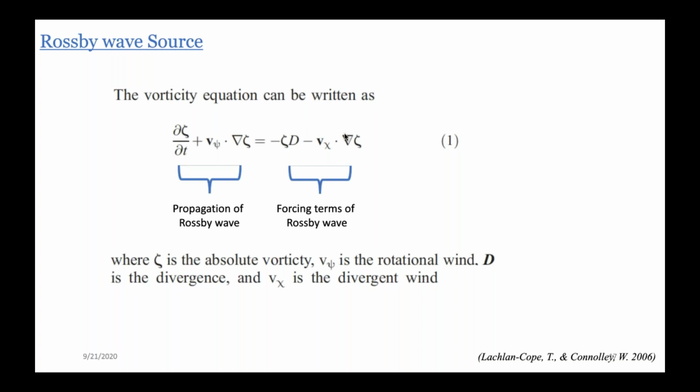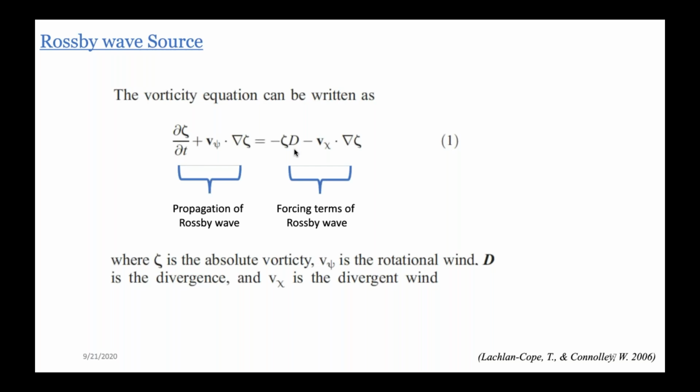One is the propagation of the Rossby wave on the left-hand side, and the forcing terms of the Rossby wave on the right-hand side. What this means is that if we significantly change one of the terms over here, we can trigger a Rossby wave that can propagate into the higher latitudes. So in our case, the divergence and divergent wind vector change significantly over the SPCZ region, and it triggers a Rossby wave response that propagates toward the Southern Hemisphere and influences the anticyclone.